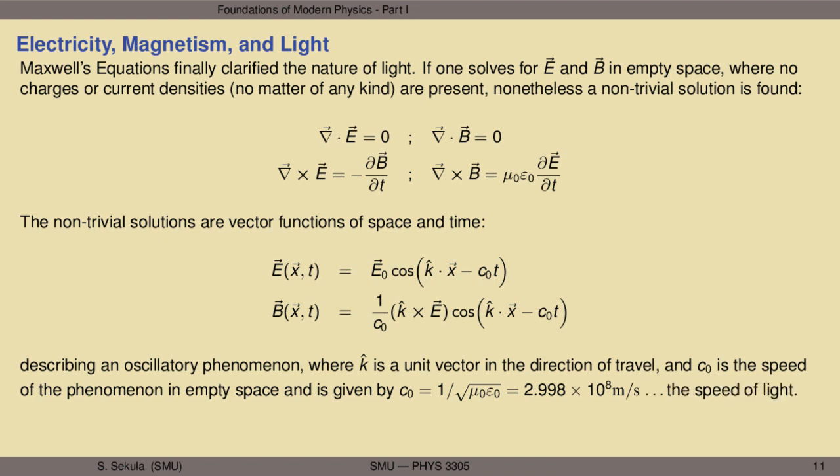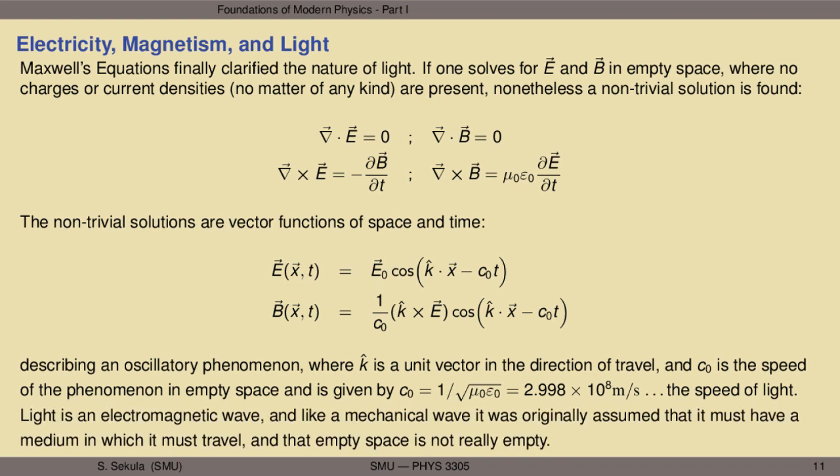So what Maxwell's equations in empty space tell us is that when solved, they describe a phenomenon that can travel from point A to point B seemingly through empty space, and it does so at precisely the speed at which light was known to travel in the days when this was solved. So light is what is known as an electromagnetic wave. And like a mechanical wave, which was the only analogy that physicists had at the time, it was originally assumed that it must travel in a medium.